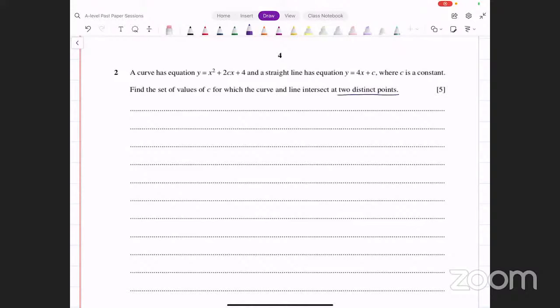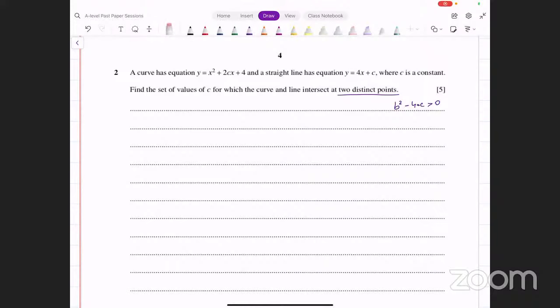What does that tell us about the two functions? इनको जब equate करेंगे, इनको point of intersection find करने की कोशिश करेंगे, your discriminant is going to be greater than 0. Okay, so that's what we do here. What we do is we've got a quadratic equation here, quadratic function here, and a linear function here. We're given that they intersect at 2 points.